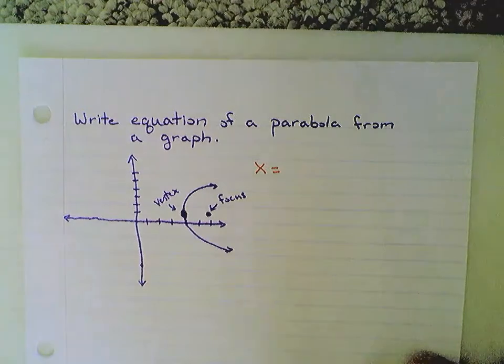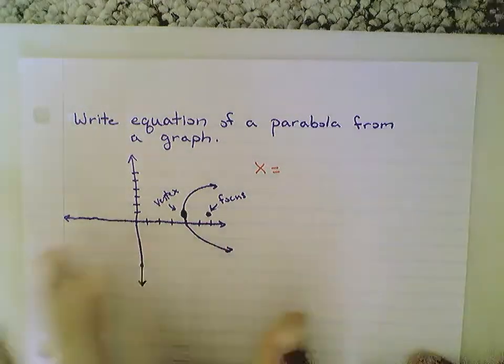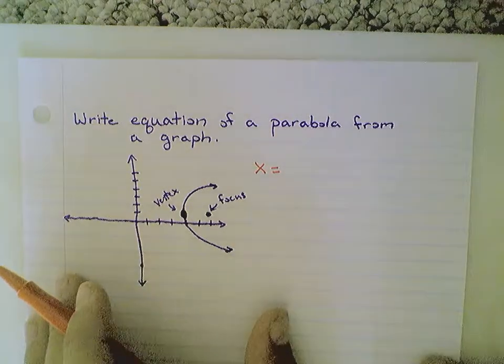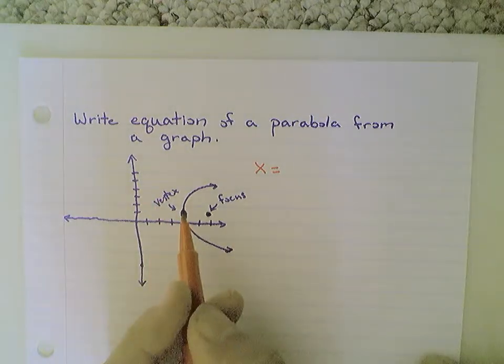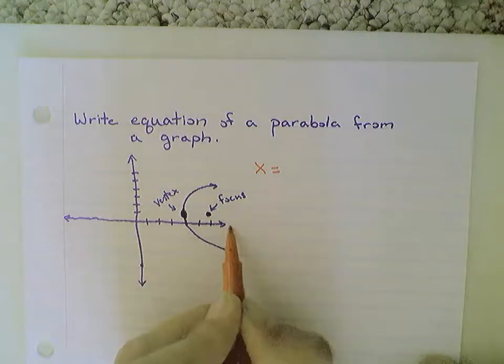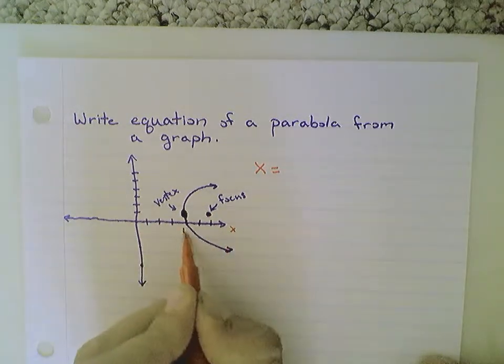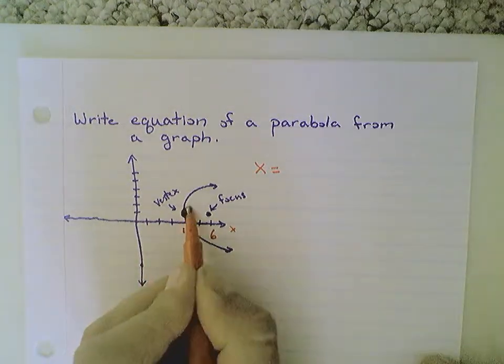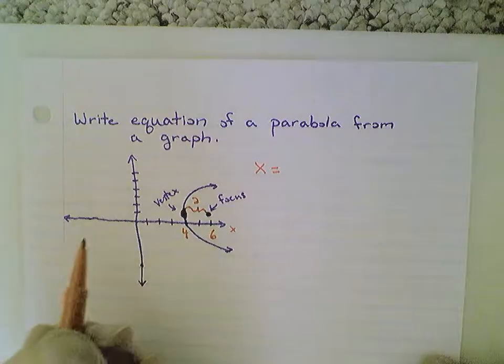So anytime it's horizontally opening up, whether it's going to the left or to the right, it's going to be x equals. The next thing to notice is the distance between the vertex and the focus. So if I look at where the vertex is on the x-axis here, I'll notice that the vertex is at 4 and the focus is at 6. So I know there's a distance of 2 between those two.